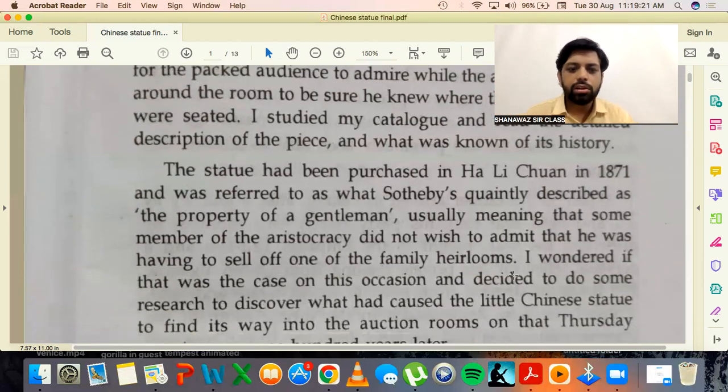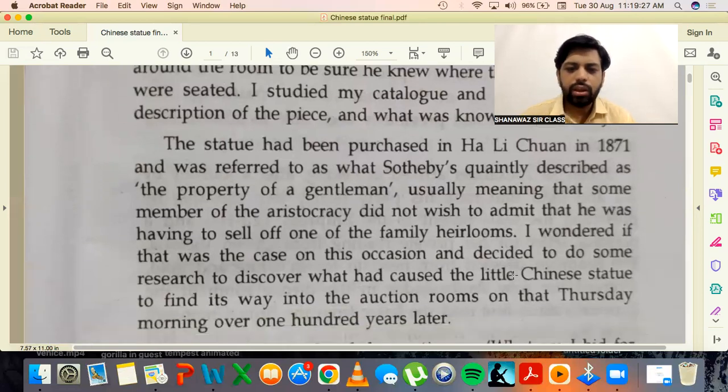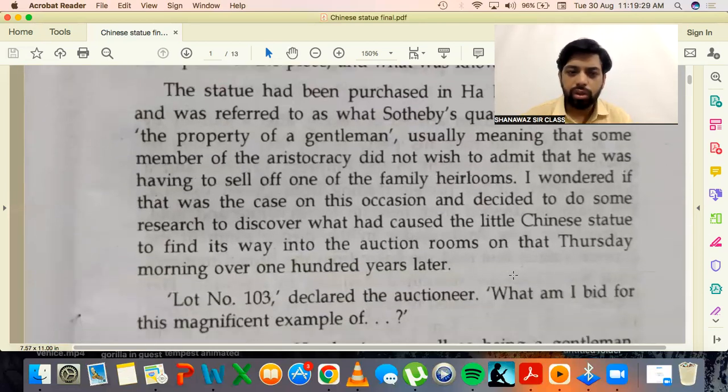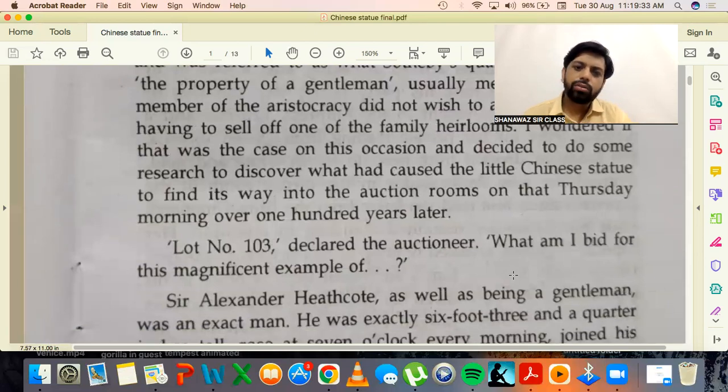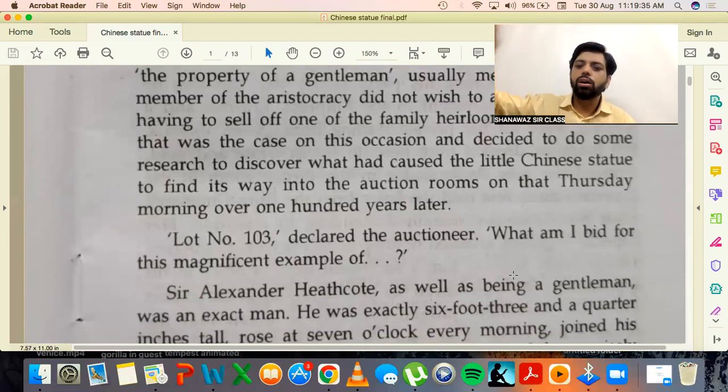I wondered if that was the case on this occasion and decided to do some research about the little Chinese statue. तो नरेटर सेज कि आखिर हमको जानना था कि ये चाइनीज स्टैचू किसका है, क्यों है, कब, कौन बेच रहा है, क्यों बेच रहा है, किस लिए बेच रहा है. So the narrator was selling auction number 3, this magnificent example किसको खरीदना है. So now the story goes into flashback.